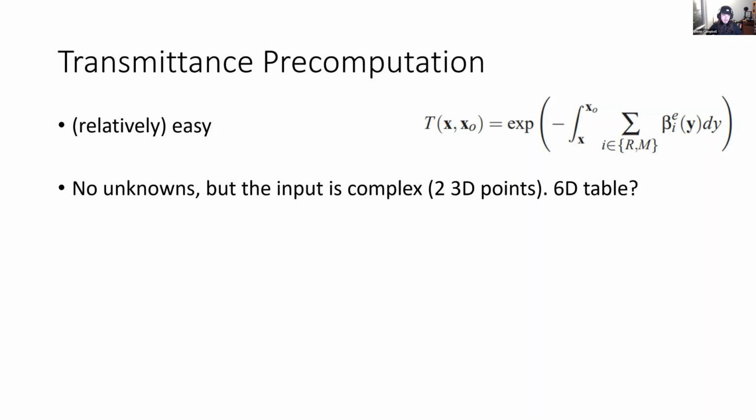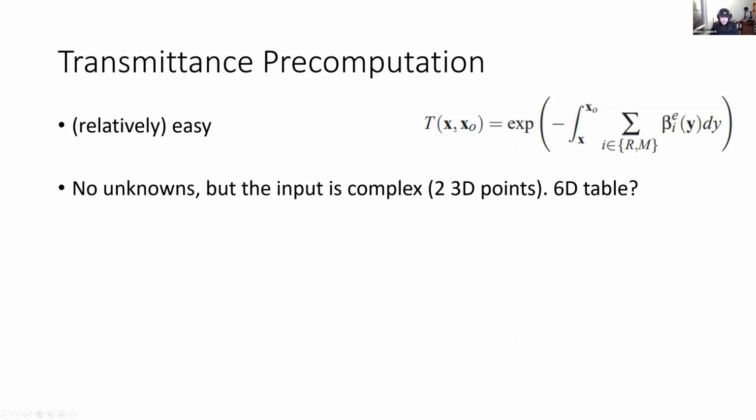So first we'll start with the transmittance, and just a reminder, this is from a start point and an end point, how much of the light along that ray actually reached you. This is fairly easy to compute offline because it doesn't really require any information about your scene except the atmosphere, and that's probably going to stay pretty constant within your scene.